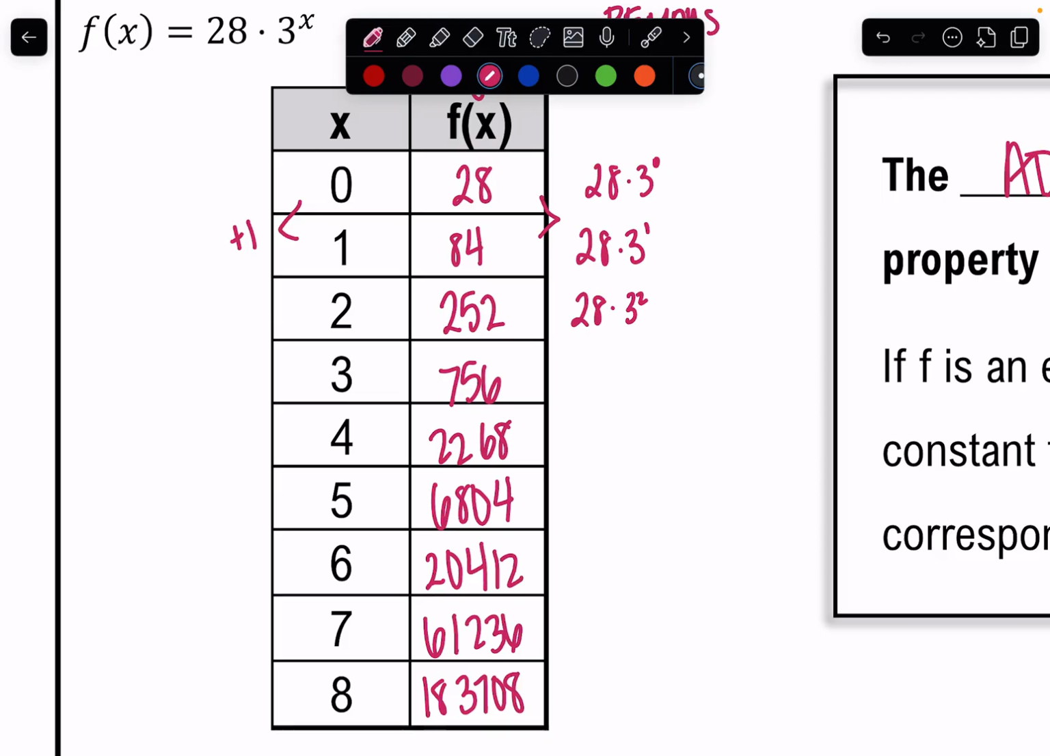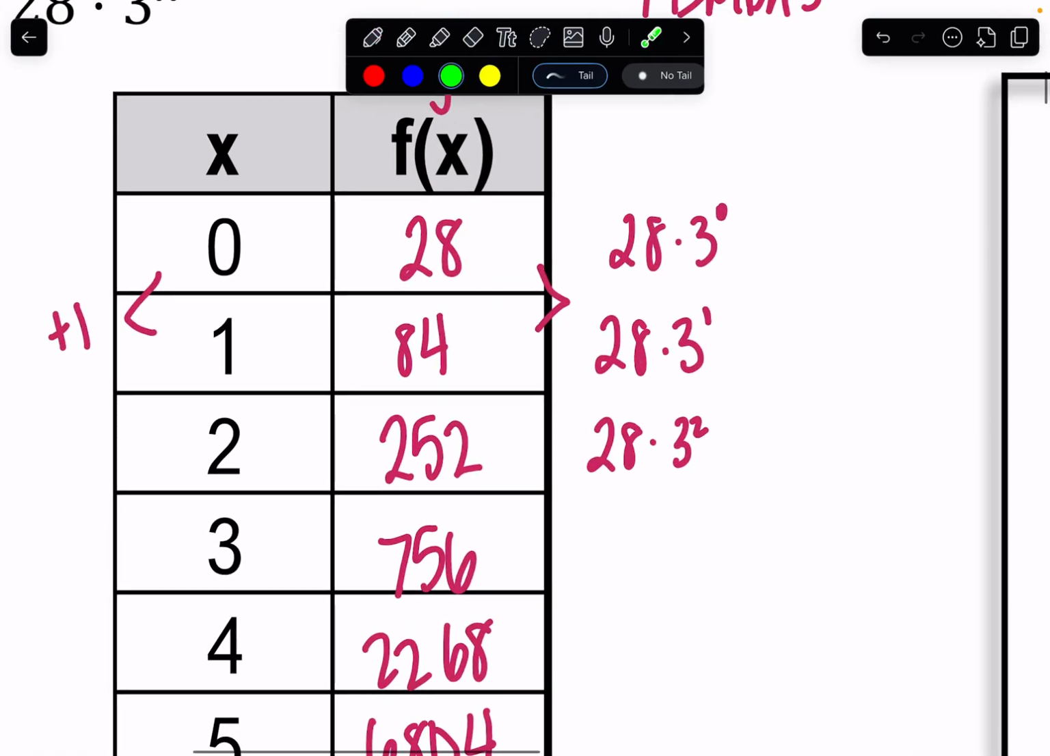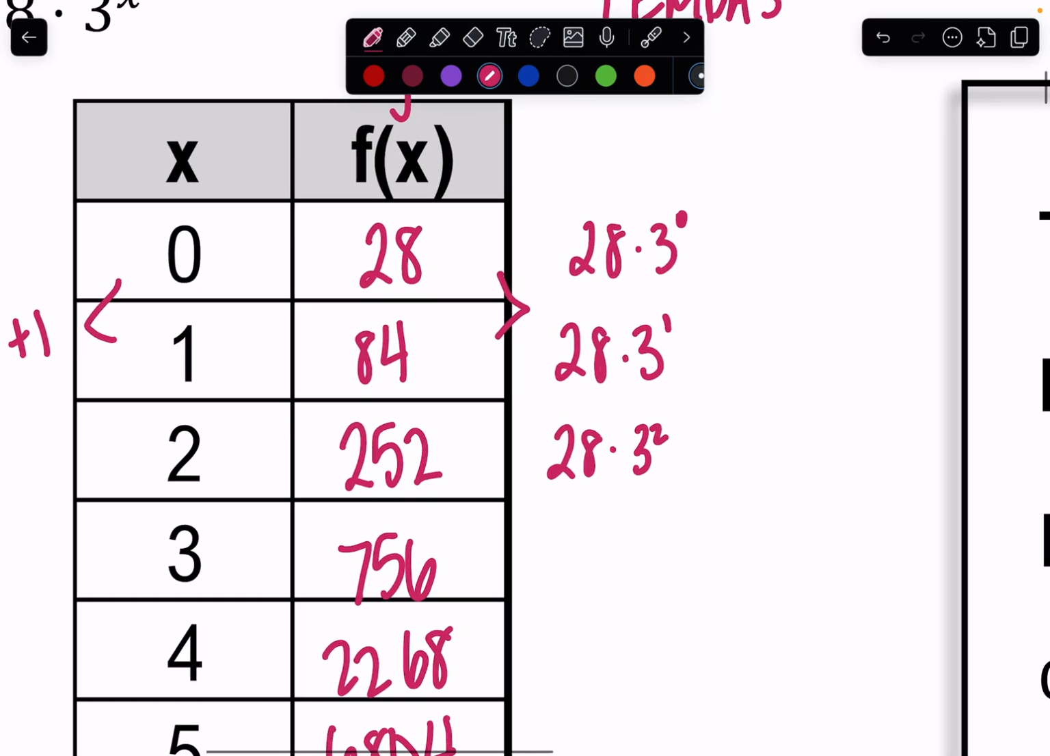Okay, so what we can see here is if we notice our pattern, and this is how we can see it, we're asking ourselves, 28 times what gives me 84? And then 84 times what gives me 252? If you don't know the answer to that question, and you're not often going to know the answer to that question, especially because these are large, go in reverse.